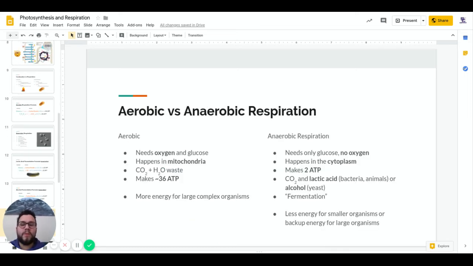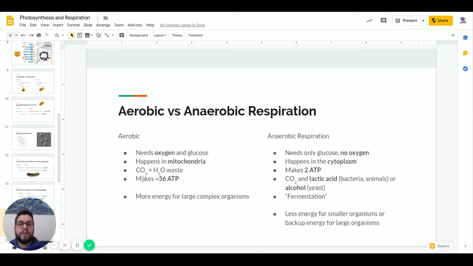So to compare the two, aerobic needs the oxygen and the glucose. Anaerobic only needs the glucose, and does not need oxygen. Aerobic happens in mitochondria. That's what they do. Anaerobic happens in the cytoplasm.